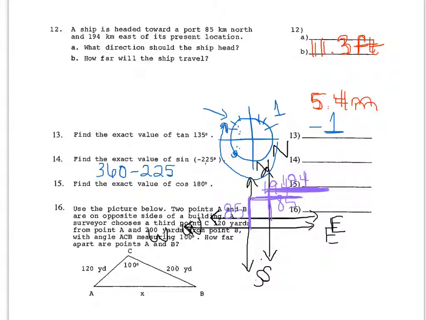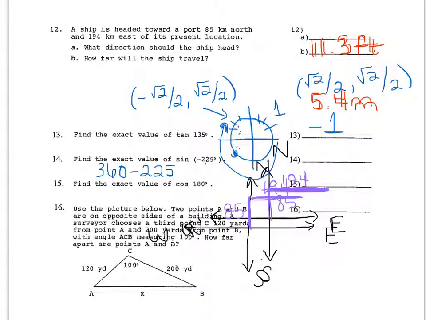Either way, your coordinates here, again, are going to match the coordinates for 45 degrees, which are square root of 2 over 2 and square root of 2 over 2. Over here in this quadrant, they're going to be exactly the same, except the x-coordinate will be negative. And if I'm looking for sine, sine is my second coordinate. So this one would be positive square root of 2 over 2.